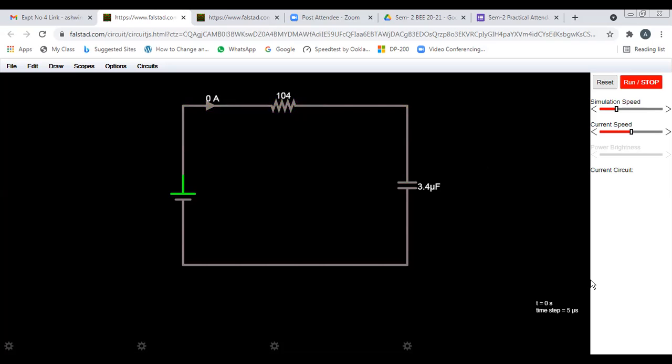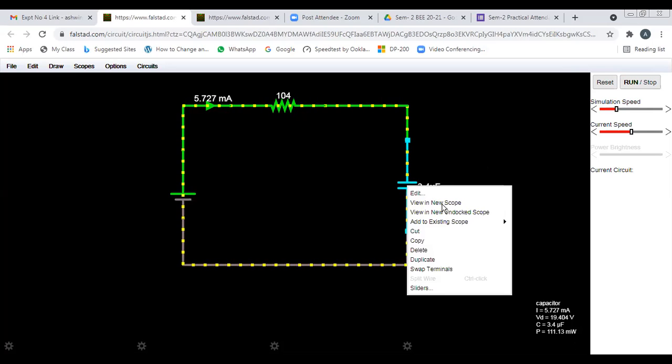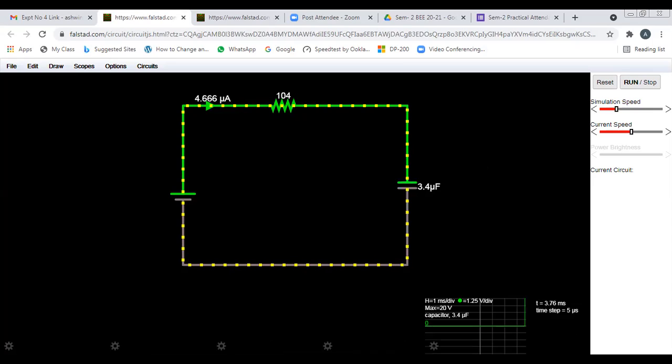Now what we'll do here, again I'll stop this, reset it, reduce the simulation speed, and run this again. Now we are interested in voltage across capacitor. So I'll put the cursor on the capacitor, right click it, and click the option view in new scope. Can everyone see it on the screen? View in new scope on capacitor. Yes, ma'am. So click on that. Here you can see the graph of voltage across capacitor.